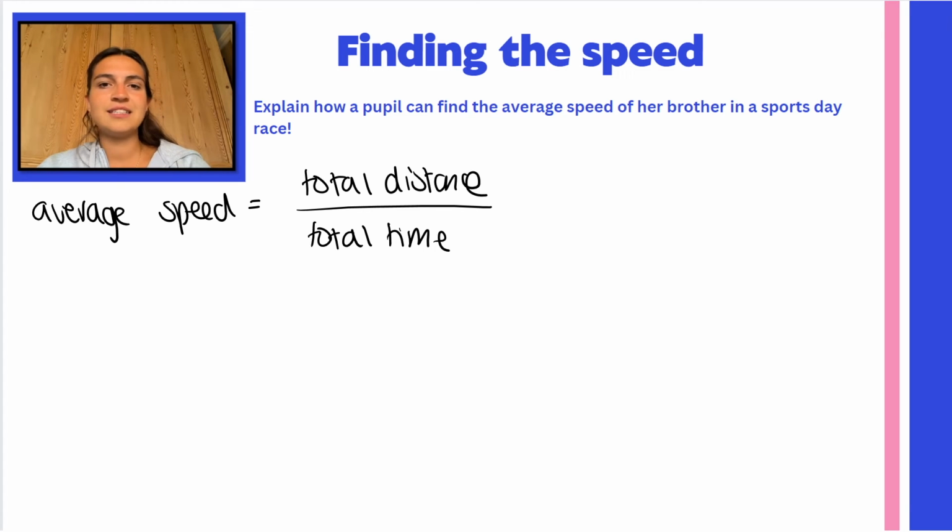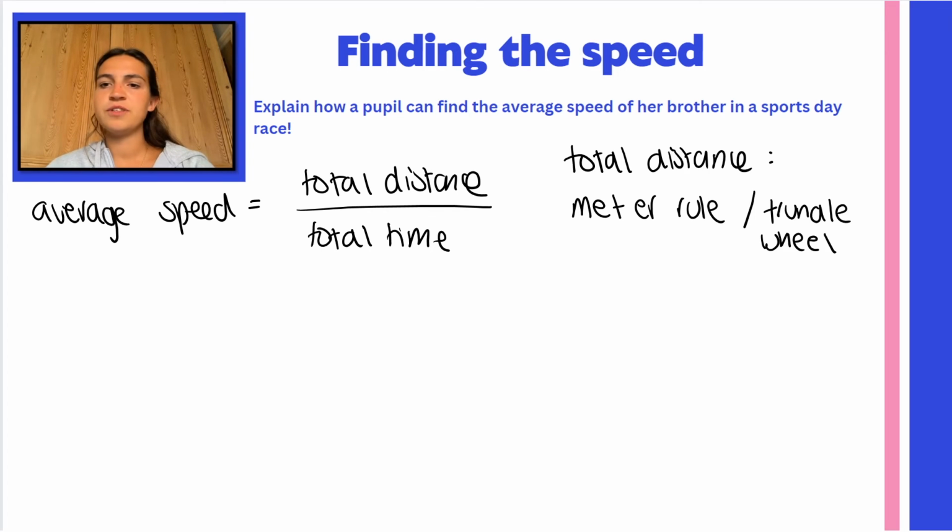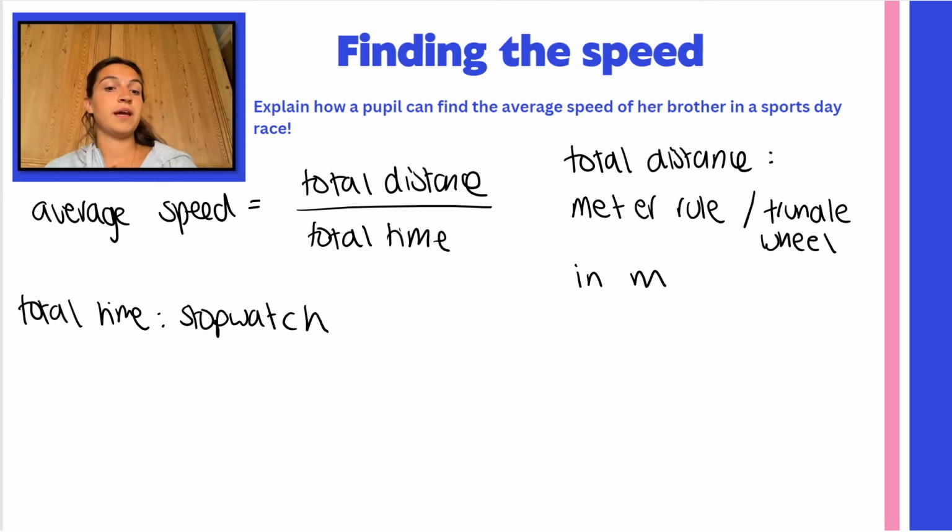And then I need to tell the examiner, okay, how am I going to find the total distance and the total time? So if we start with the total distance, I need to tell them what I am going to use to measure that total distance. So some kind of instrument, so I can use a meter rule or maybe a trundle wheel. And then I'm going to state the units I'm going to be measuring that distance in, so in meters. Then I need to pick a sensible instrument for my total time. So this is going to be a stopwatch for me, and I'm going to say that I'm recording my time in seconds.